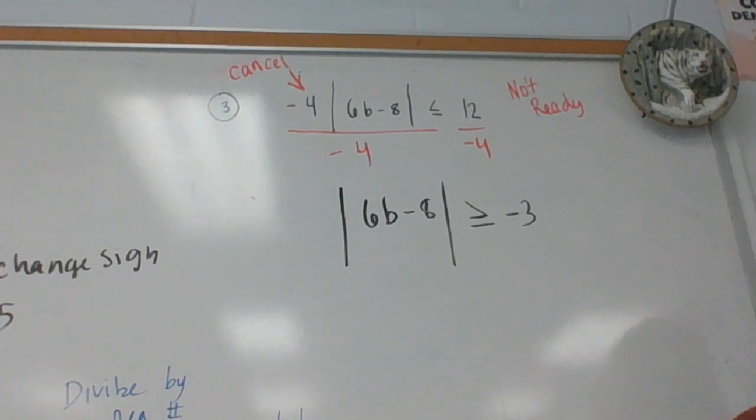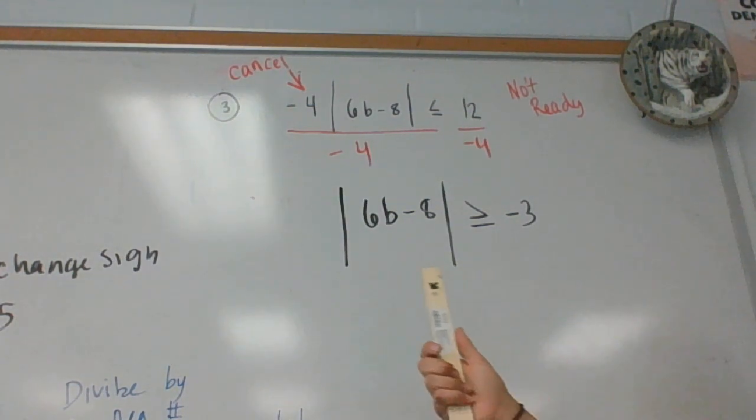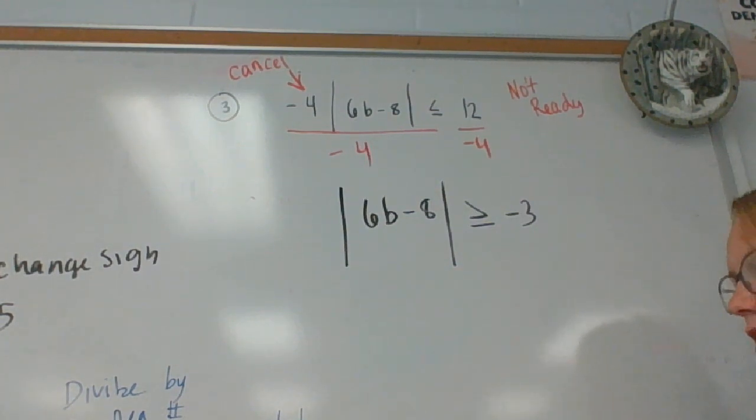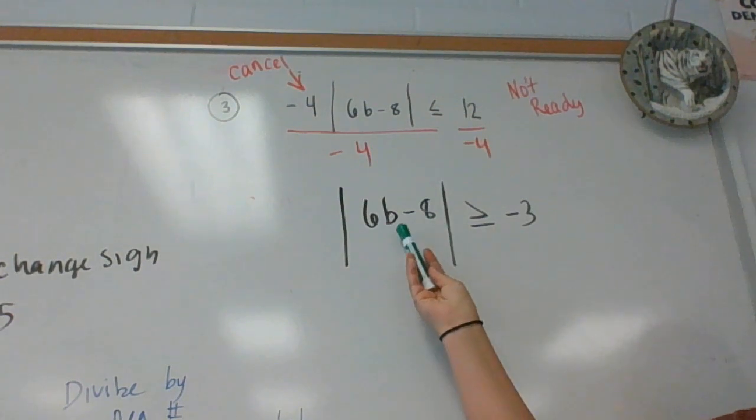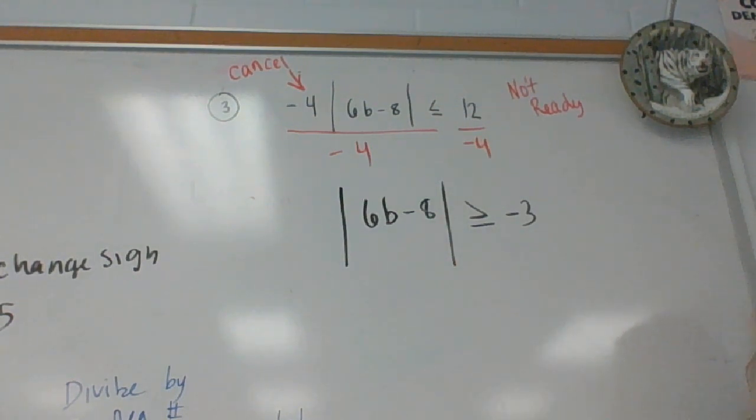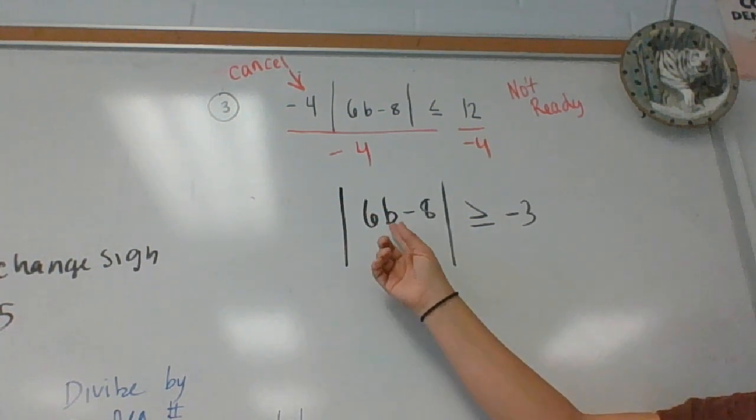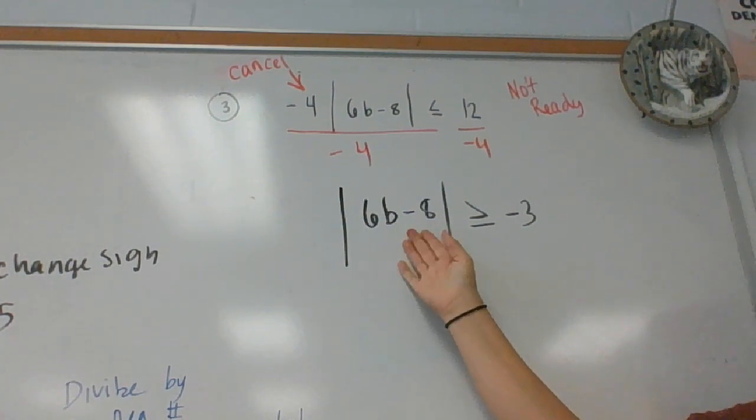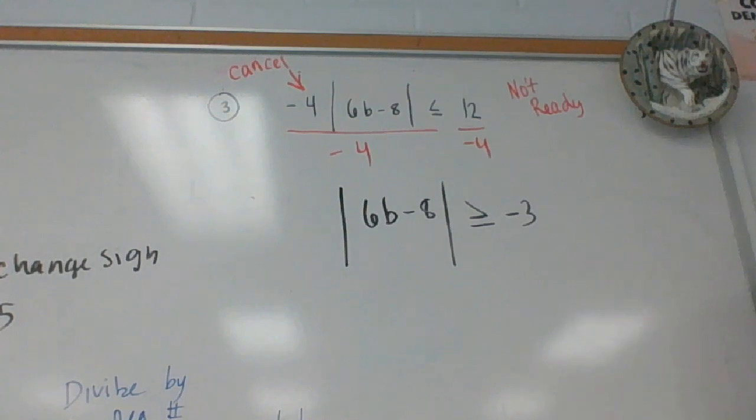Alright, I'm dividing by negative, so I'm flipping the symbol. This whole bit says it's greater than -3. Are we gonna believe this? Is this absolute value going to be greater than -3? It's for sure going to be greater than -3. It's always going to be positive. Think about if you plug in 10 right now. 10. That's 60 minus 8. 52. Is 52 greater than negative 3? Yes.